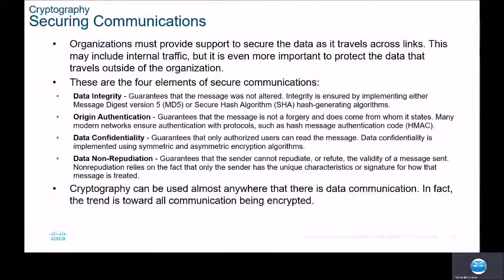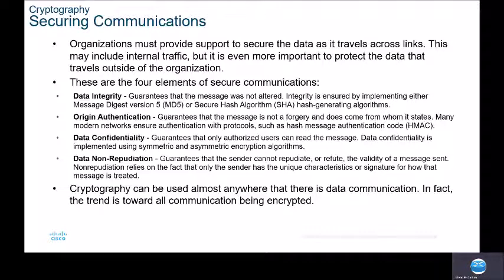Cryptography, so basically securing communication. Organizations may provide support to secure the data as it travels across links. This may include internal traffic, but it is even more important to protect the data that travels outside the organization. The 4 elements of secure communications are data integrity, origin authentication, data confidentiality, and data non-repudiation.